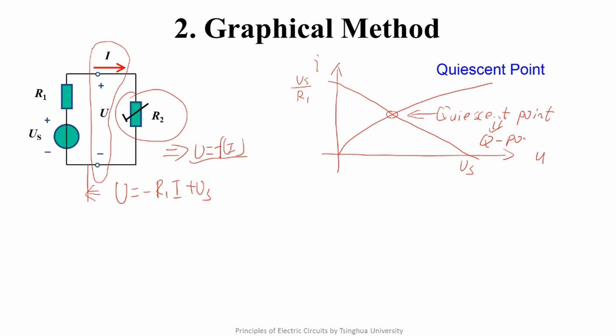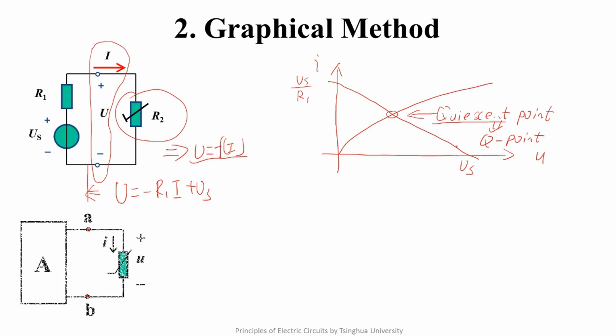The meaning of quiescent is static state, or static. So there must be dynamic. There will be some disturbance around the quiescent point. We will introduce these circumstances in the next few lectures. It is the simplest case we discussed just now.